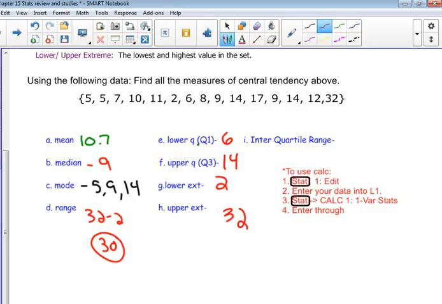Awesome. Okay. Now interquartile range. This is a big one for people going on next year into Algebra 2 trig. They love asking this question. All this means is taking Q3 minus Q1. So if you take your Q3, which was 14, what was your Q1? 6. And you subtract those, what do you get? 8. Great. That's it. That's your answer.